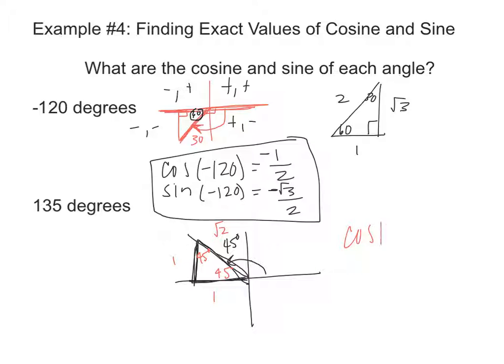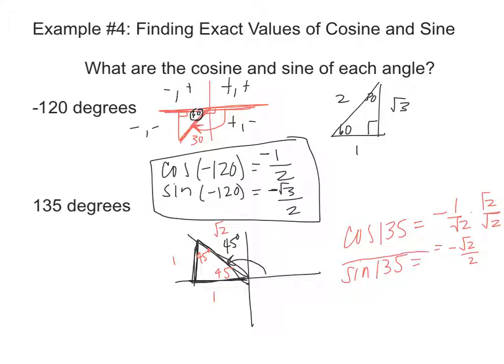Cosine of 135. First of all, we need to remember that cosine in this quadrant is negative. Sine of 135, or sine in this quadrant, is positive, so we're good. So cosine, remember, is adjacent over hypotenuse. That's 1 over the square root of 2. We know we're going to have to rationalize that, so we're going to multiply by the square root of 2 over 2. So this is going to give us negative square root of 2 over 2 as an answer there.